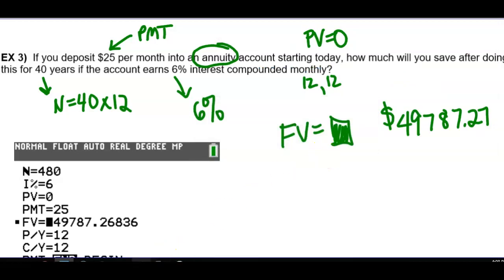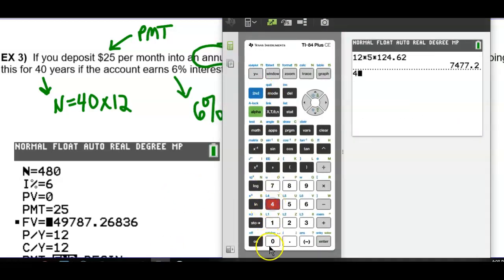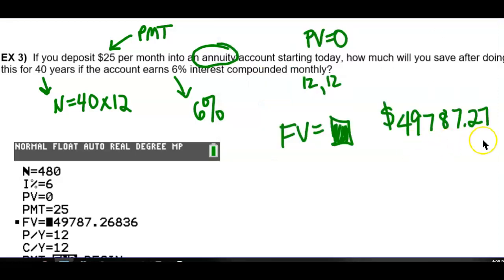If you wanted to know how much of that you originally put in, you could say 40 years of monthly payments of $25. So 12,000 of that is my money. All the rest of that is interest. That's why it makes so much sense to start saving when you're young.